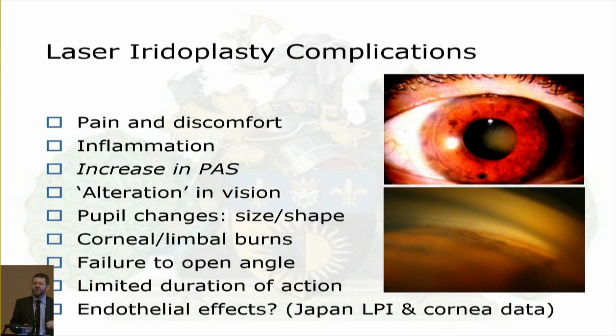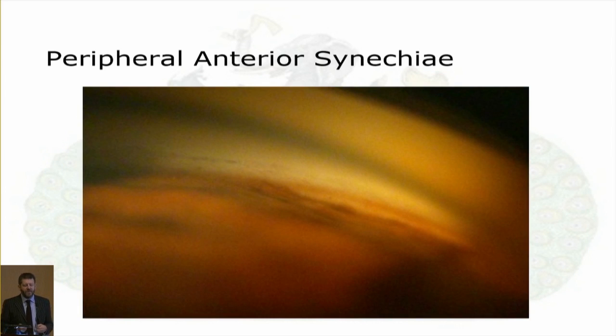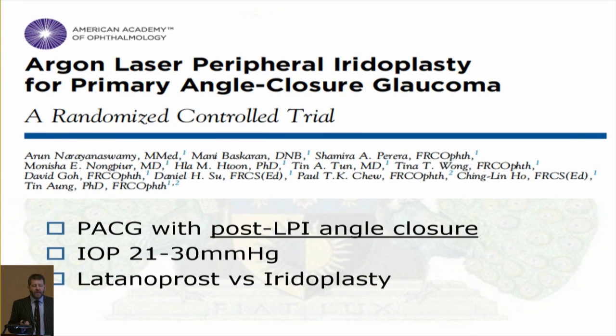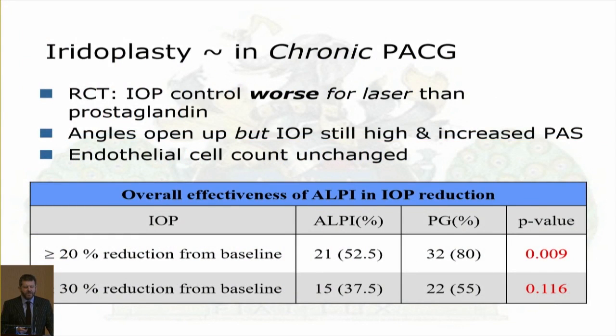Patients' vision can change, and you can harm their visual function because of effects on the pupil and on accommodation. You can worsen their anterior synechiae, and in an audit of results when we were doing a lot of iridoplasties at Moorfields around a decade ago, half of those eyes that had any PAS before the iridoplasty got worse. On the back of that, a randomized controlled trial in Singapore in Asian eyes compared iridoplasty in patients with raised pressure and glaucoma who'd had an iridotomy to medical treatment.